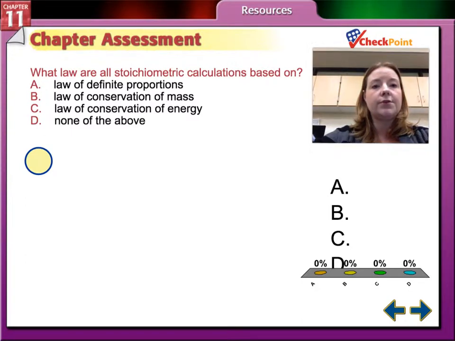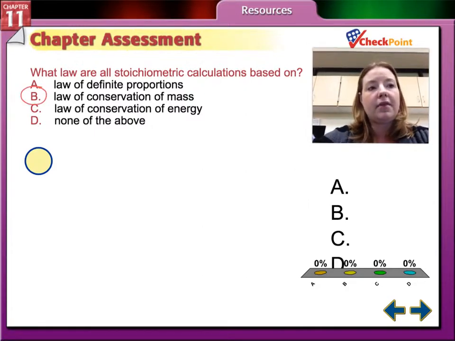All right, so next we're going to do a couple of quiz questions to see where you stand in understanding all of this. So the first one, what law are all stoichiometric calculations based on? Is it the law of definite proportions, the law of conservation of mass, the law of conservation of energy, or none of the above? You should be saying to yourself that it's the law of the conservation of mass.